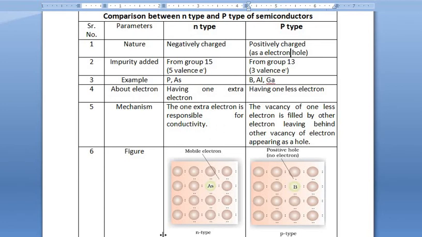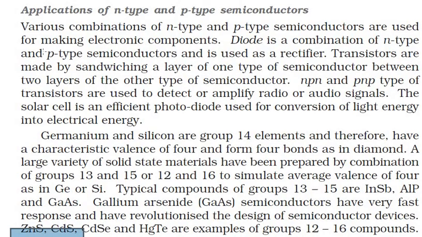Now the last part is the application part. So now as you can see, it is the application of n type and p type semiconductors. They are used in diodes, which are a combination of n type and p type semiconductors, and are also used as rectifiers. Transistors are made by sandwiching a layer of one type of semiconductor between two layers of the other type of semiconductor. So you will learn this in detail in physics. NPN and PNP type transistors you are going to study.